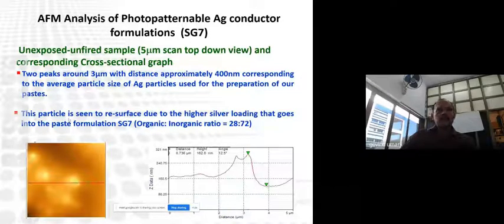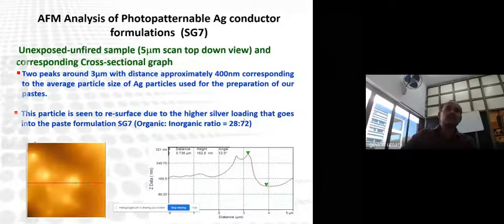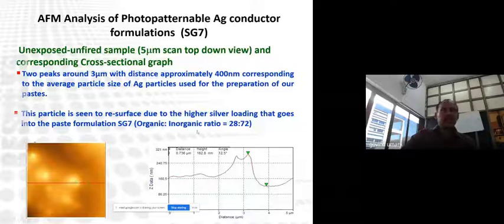And this particle is seen to be resurfaced at the film due to the higher loading of the silver that goes into the paste formulation in the SG7 sample, where the organic to inorganic ratio is 28:72.